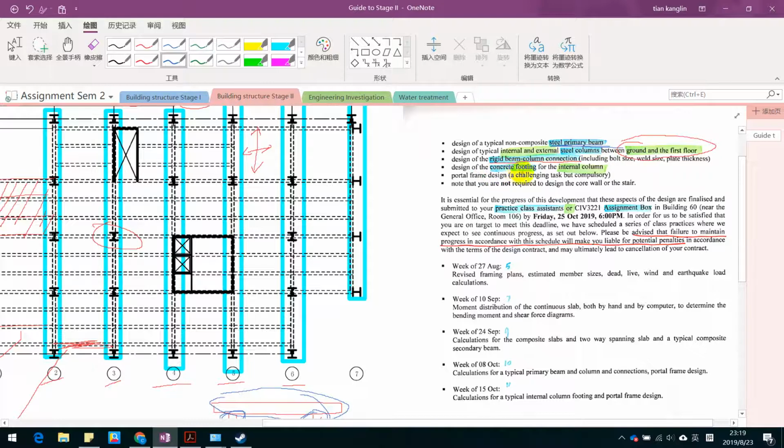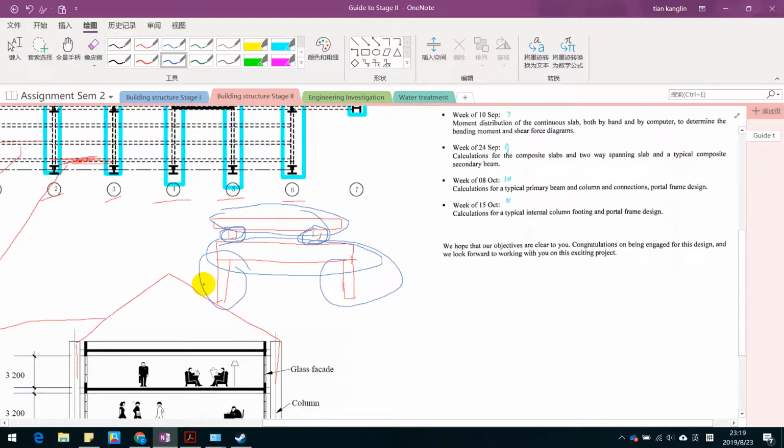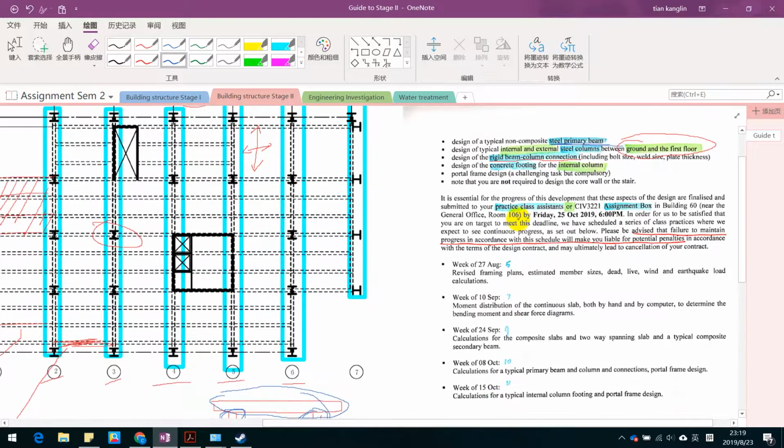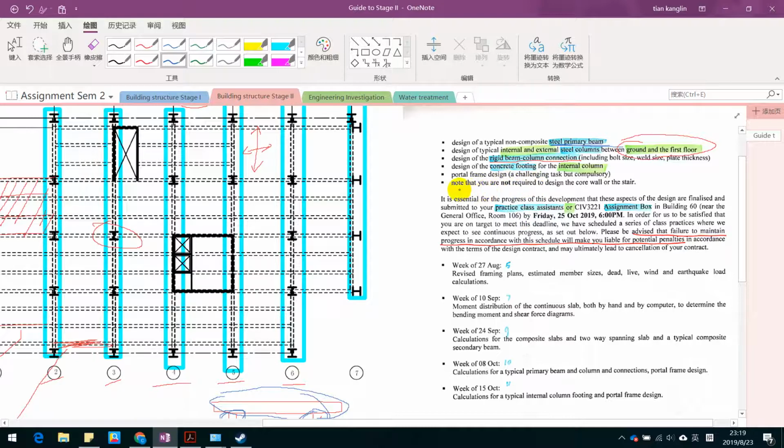And also the design of concrete footing for the internal column. And that means maybe we can go through some design for footings. And also the portal frame design. That's the portal frame, right? Sorry. That's the portal frame design. Okay. Yeah, and that's it.